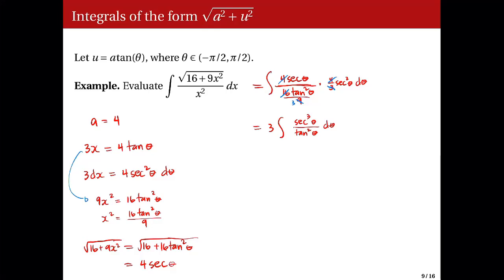Let's see. We have 3 integral, tangent squared theta in the denominator. It will become cotangent squared theta in the numerator. But in any case, secant cube theta is 1 over cosine cube theta. And for the tangent squared theta in the denominator, you can write it as cosine squared theta over sine squared theta.